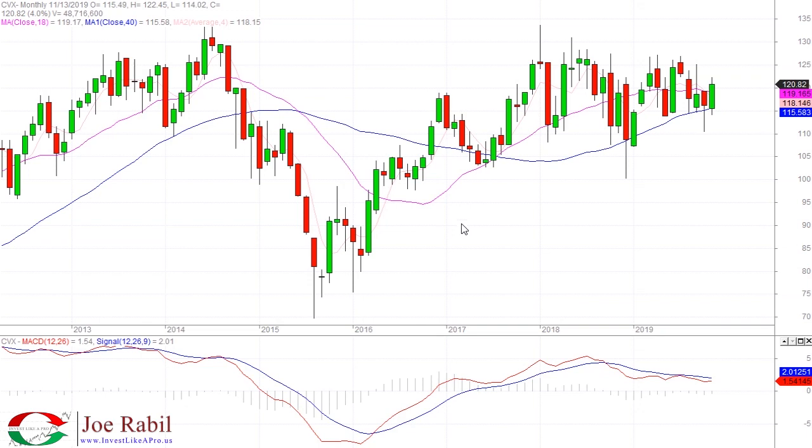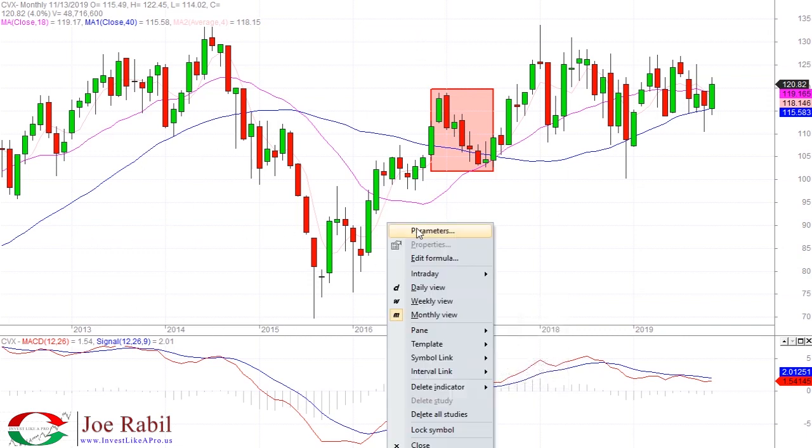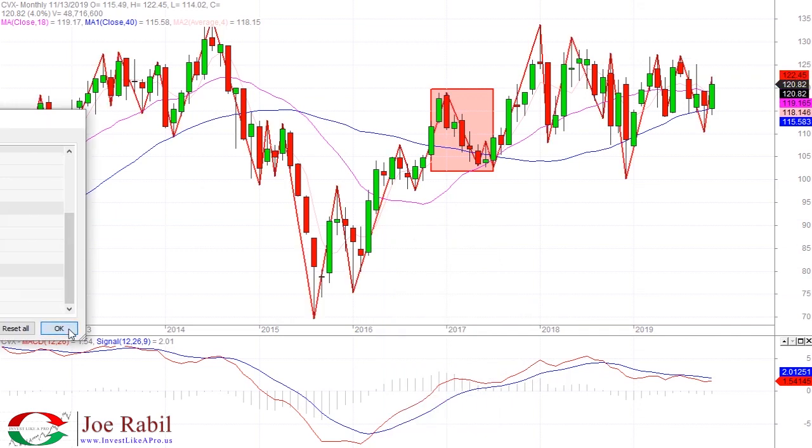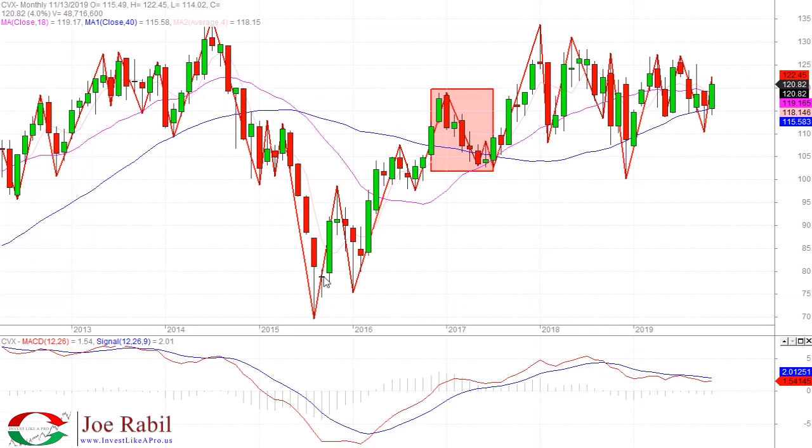Getting back to Chevron, I want to point out this spot. I'm going to highlight this area right here. This is the zone that I want to focus on. And just to make things a little clearer, I'm going to add an indicator. This is my zigzag again. What I'm trying to point out here is the trend was down through this period in 2015. You went down, down, down, right?